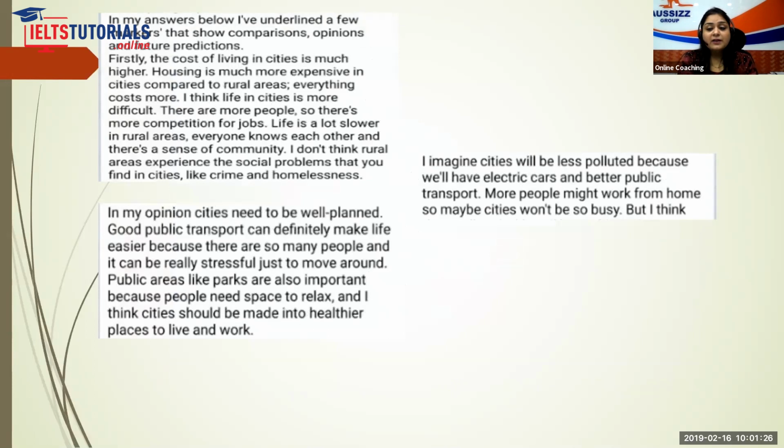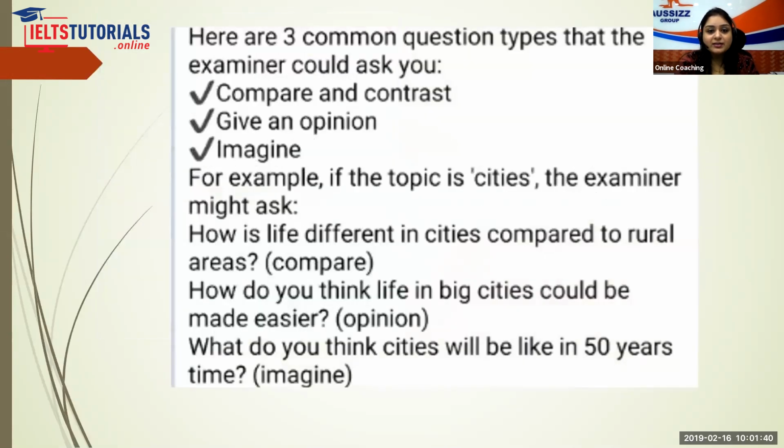Let's see. If I am going to compare the things, comparison is all about comparing two things. Let's start. How can you start it? Firstly, the cost of living. Okay, the question is, again, I'm telling you, how is life different in cities compared to rural areas?